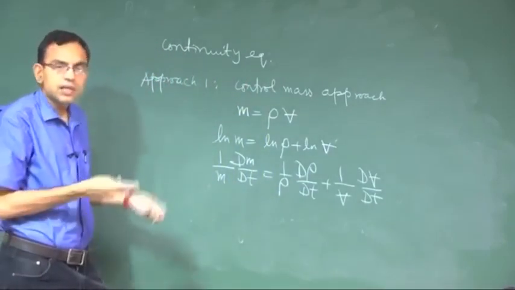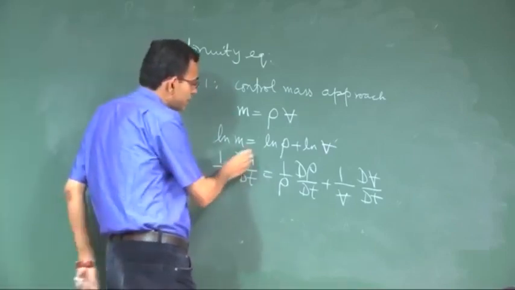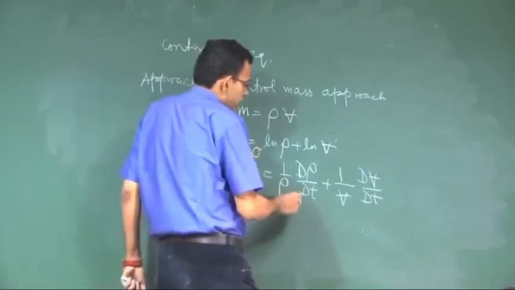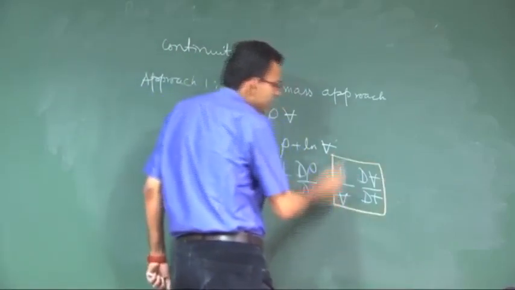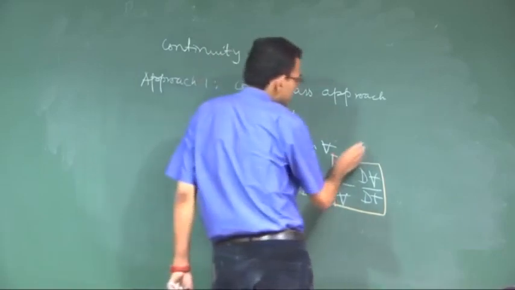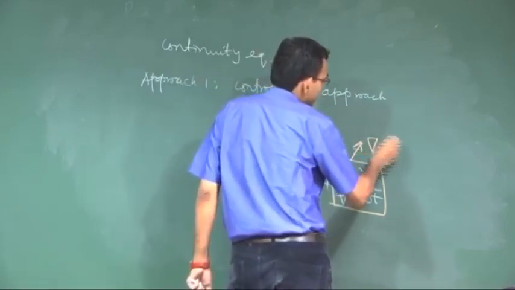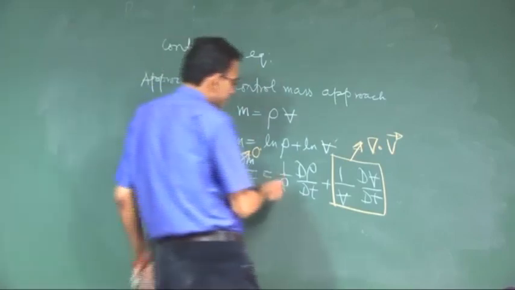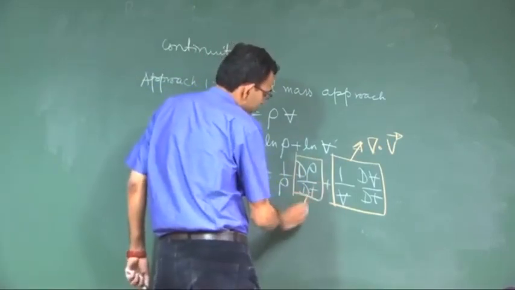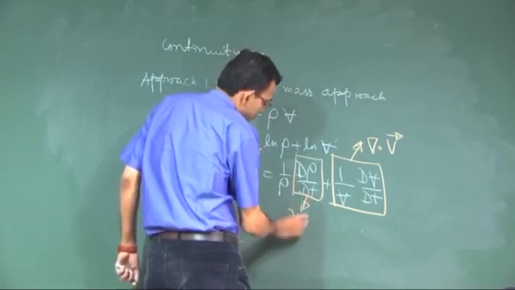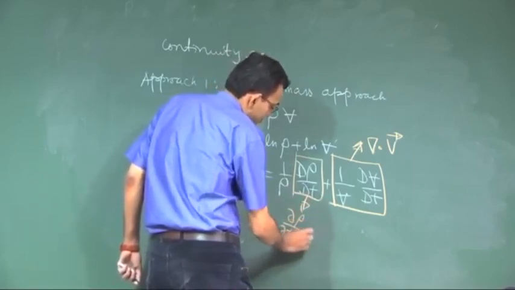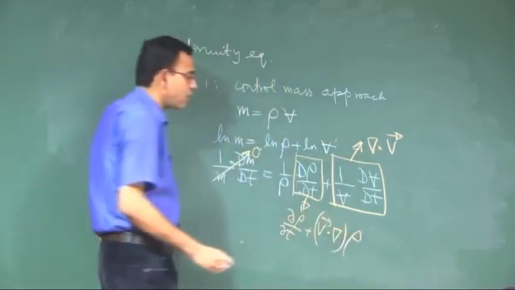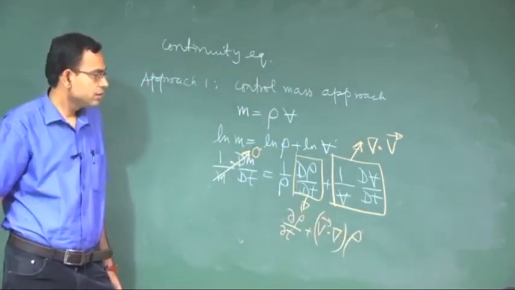Because the mass of a system is conserved, this is the law of conservation of mass. So this must be 0. What is this? This is the volumetric strain. So this is the divergence of the velocity vector. What is this? This is the total derivative operator applied over rho.